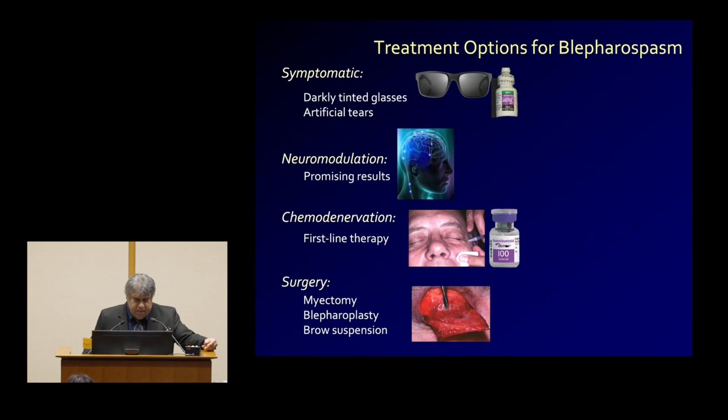The treatment options, which you're going to hear about today in other talks: for symptoms, darkly tinted glasses for the light sensitivity, which is so common in this disease; artificial tears to reduce the sensory input from irritation of the eye; neuromodulation, you're going to hear some talks about that with some promising results; chemodenervation, which right now is the frontline treatment, which you heard about from Dr. Buckley with botulinum toxin. And then for patients who are refractory to these, we have surgery that we can resort to: myectomy, blepharoplasty, and brow suspension.